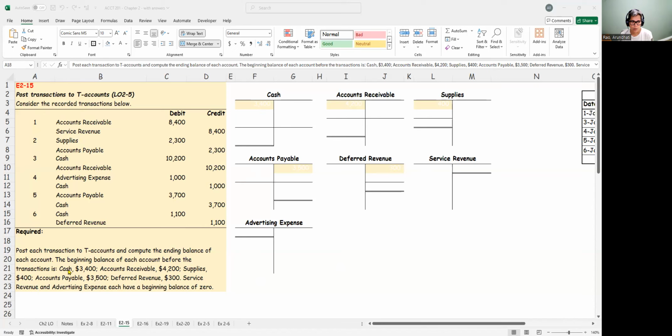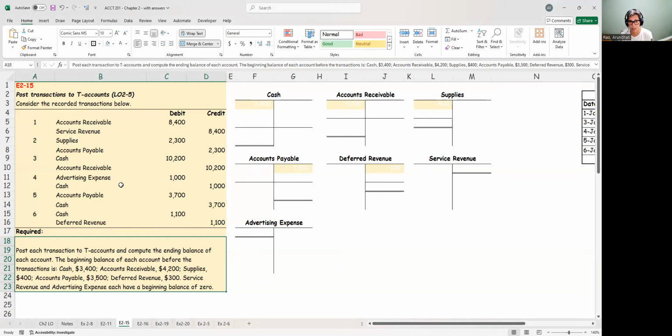Now let's look at what they've given over here in this information. They're telling us post each transaction to the T accounts and compute the ending balance. So we have two things to do. First, post everything and all the journal entries, and then find the balance. They've told us we have beginning balances for cash, accounts receivable, supplies, accounts payable, and deferred revenue. Then they're telling us service revenue and advertising expense each have zero balances.